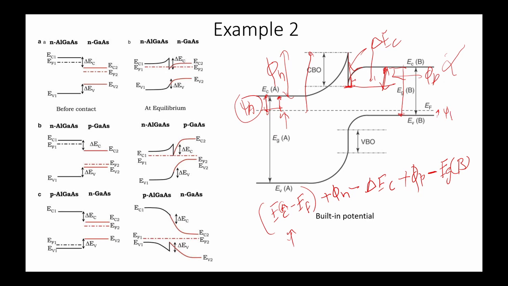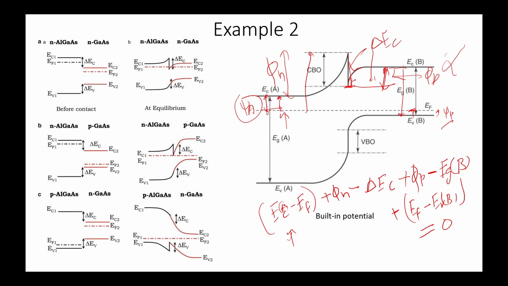Okay, this is psi p, this is p type semiconductor, right? So psi p is EF minus EV. Okay, minus, now we are going up. Okay, plus EF minus EV of B material. Now this is the difference. We came back to this position. Okay, we came back to this position from where, so this must be equal to 0.